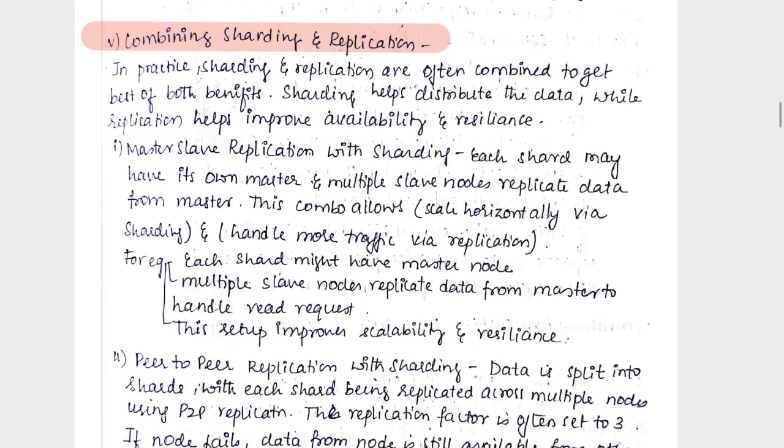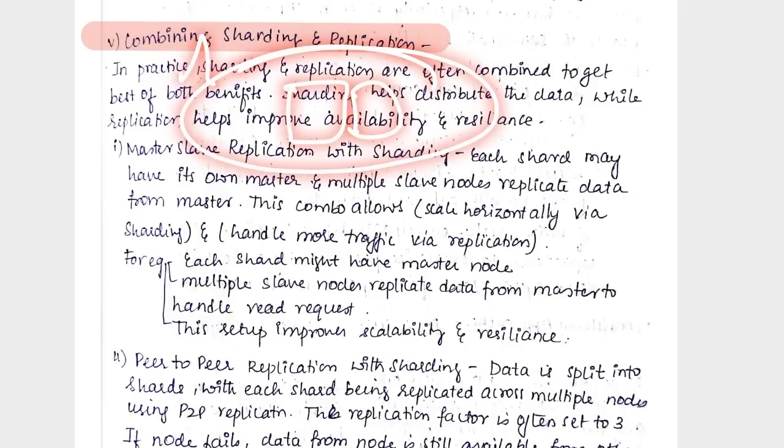Next, we have combining sharding and replication. In practice, sharding and replication are often combined to get the benefit of both. We have seen what the advantages of sharding are and how replication works, right? Sharding will help us distribute the data and replication will help us improve the availability and resilience. By combining these two aspects into one, we come up with sharding and replication, right?